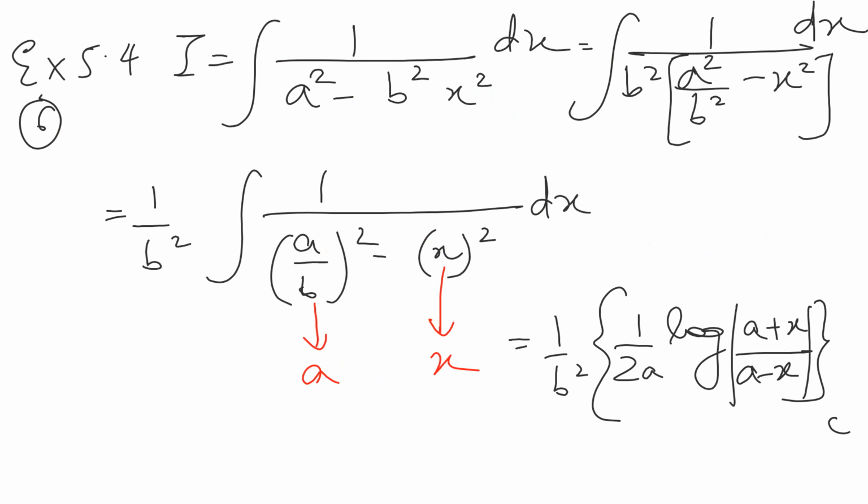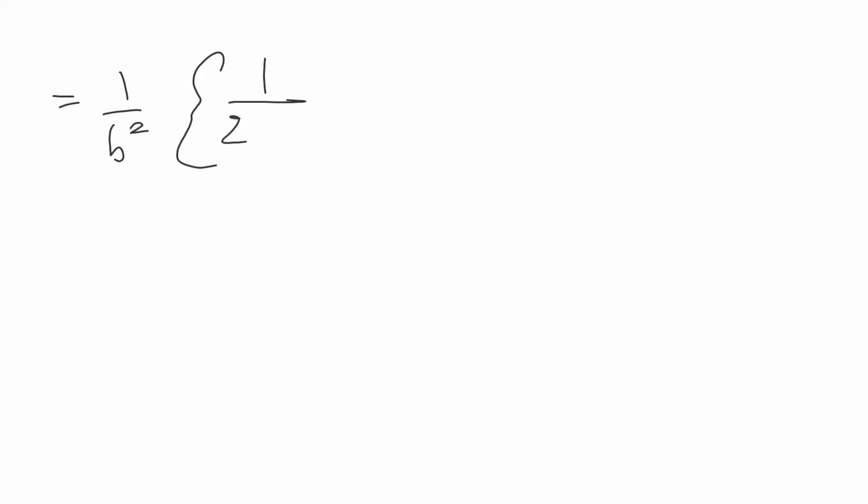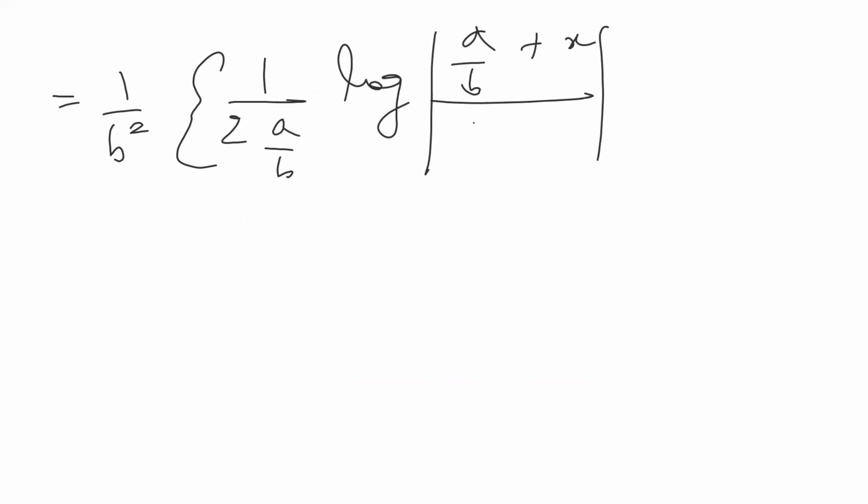Now in this, what are we supposed to do? We are supposed to put the value of a. Replace a with a upon b and replace x with x. So the next step: 1 upon b square, 1 upon 2, a is replaced with a upon b, a upon b plus x, a upon b minus x.